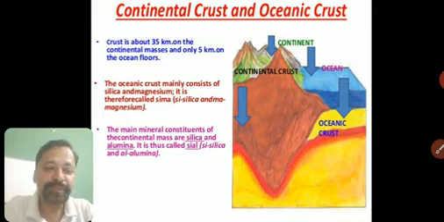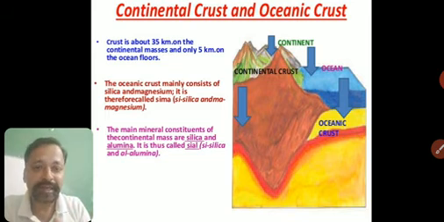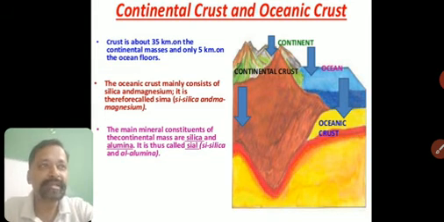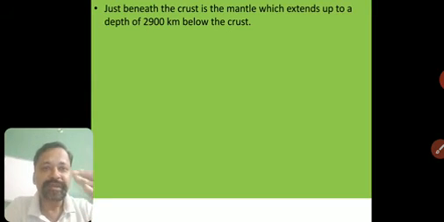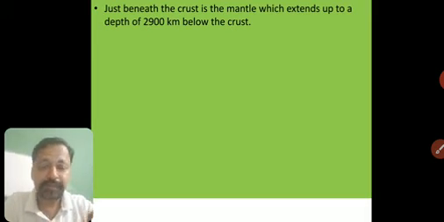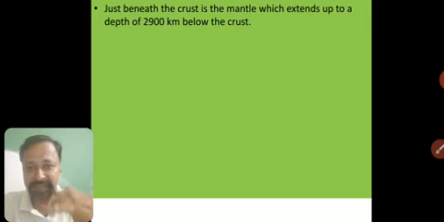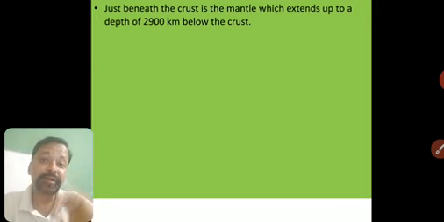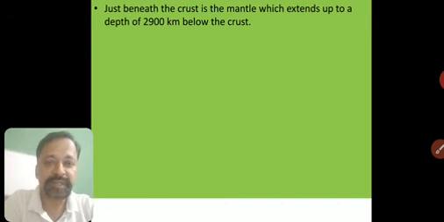Fine. Now what happens beneath this crust? We had seen 4 layers: crust, mantle, outer core, inner core. Now we'll see something about the mantle, what it is, and other layers. Just beneath the crust, beneath means below, is the mantle, which extends up to a depth of 2900 km below the crust. So the first 35 kilometers is crust. After this comes the mantle, which is 2900 kilometers. Okay. At last I'll ask you to make the total of this.